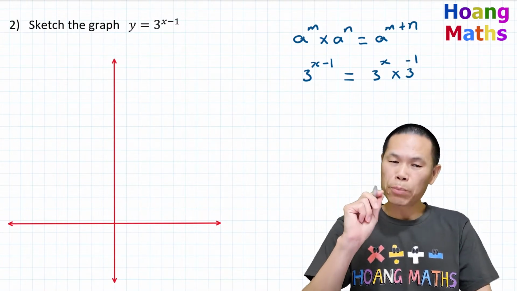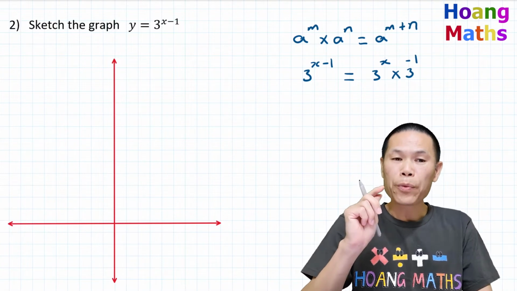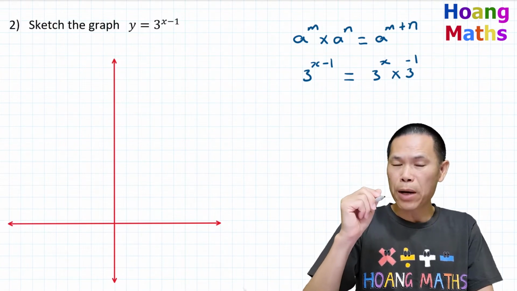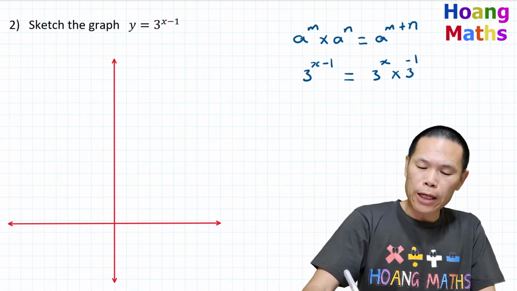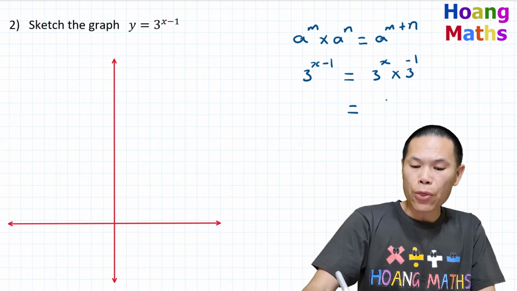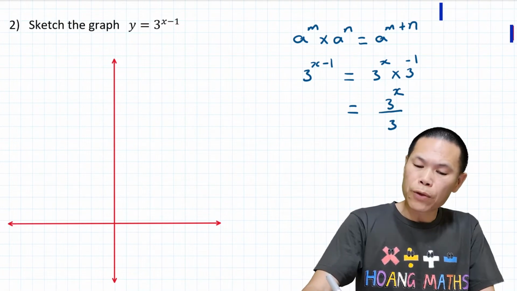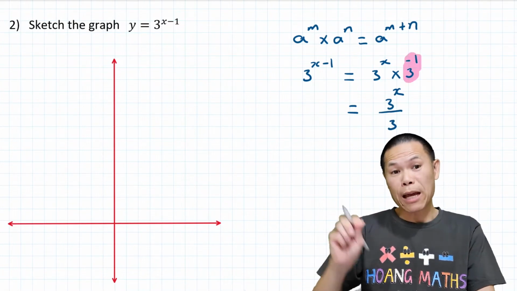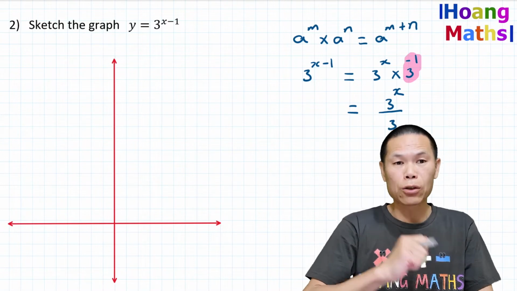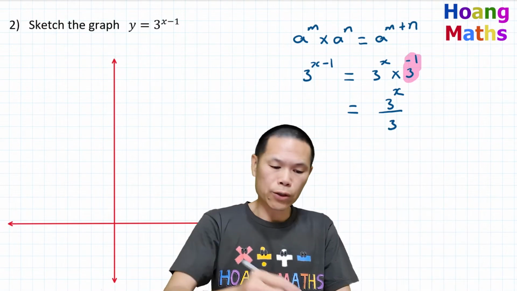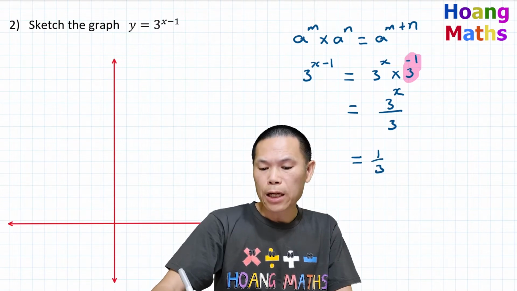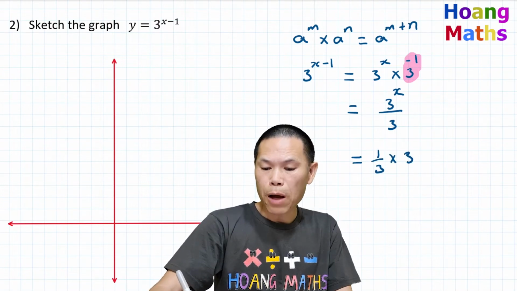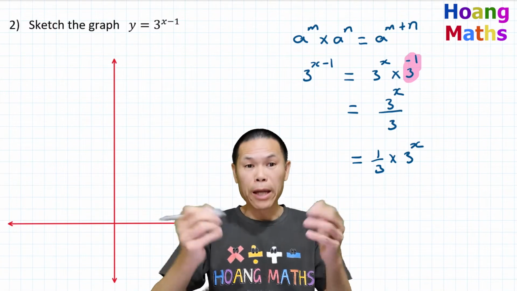So what I do, because of 3 to the power of -1, I can move the 3 to the power of -1 down, it becomes a positive index, okay? So that is just exactly the same as 3 to the power of x over 3. Because of the negative index, I can bring it down, it becomes a positive index. So 3 to the power of x over 3. Or we can also write it like this, 1/3 of 3 to the power of x. So that's what that meant, okay?